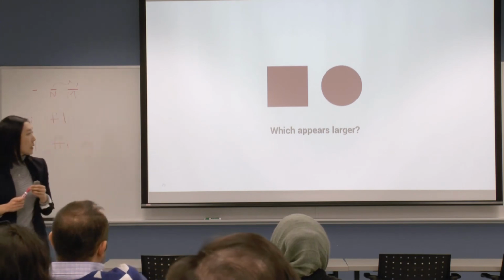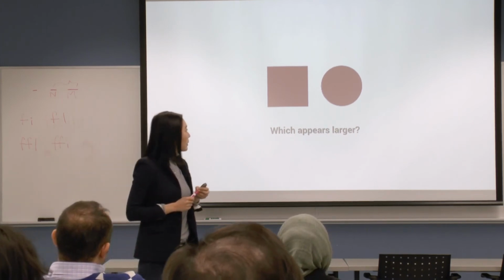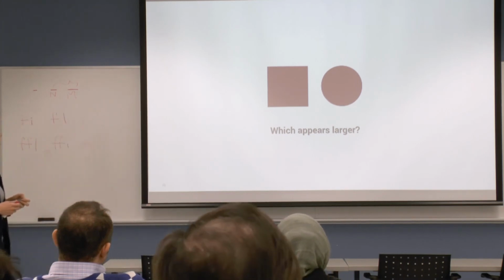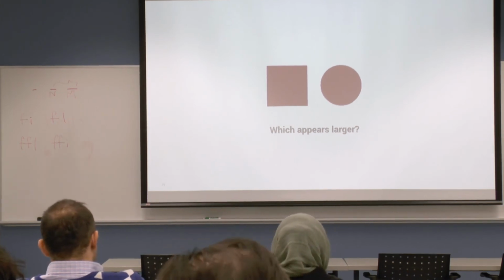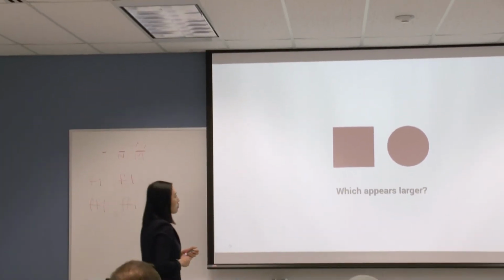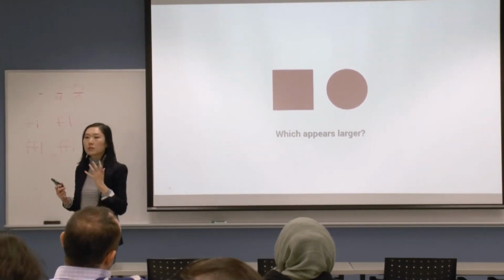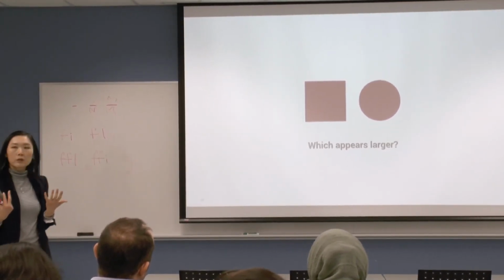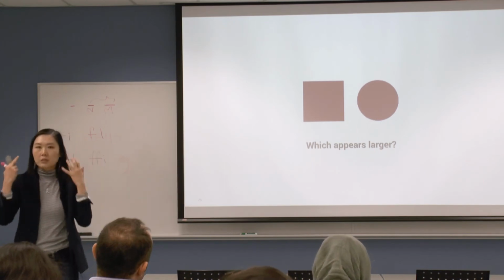Yeah, so we all said that the square appeared bigger. But the truth here is they take up the same width and length, they're exactly the same. But for some reason, the square appears bigger. This is because there's more white space around the circle. So when they are placed side by side, even though they're the exact same length and width, the square will always appear to be bigger, and that's just how our visual perception works.